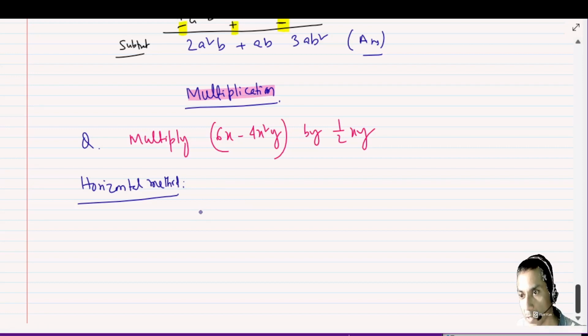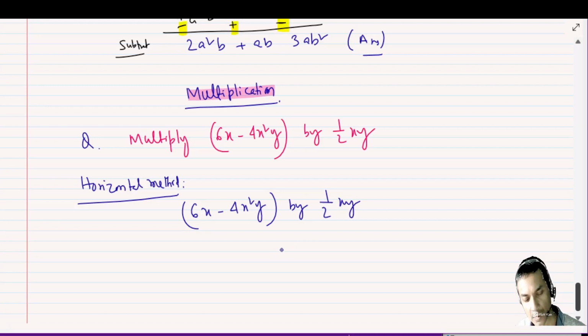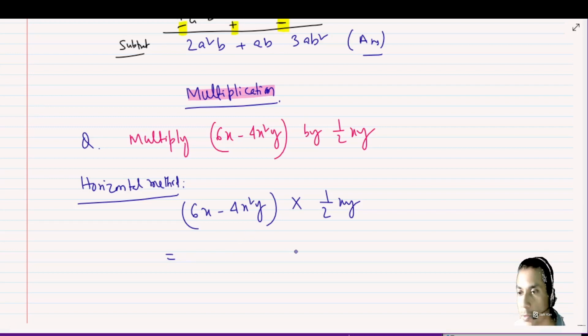We have to apply the distributive law, that is 6x minus 4x square y into half xy. Okay, this multiplication is given, so in place of the 'by' we can write it as the multiplication. Then we just apply the distributive law.